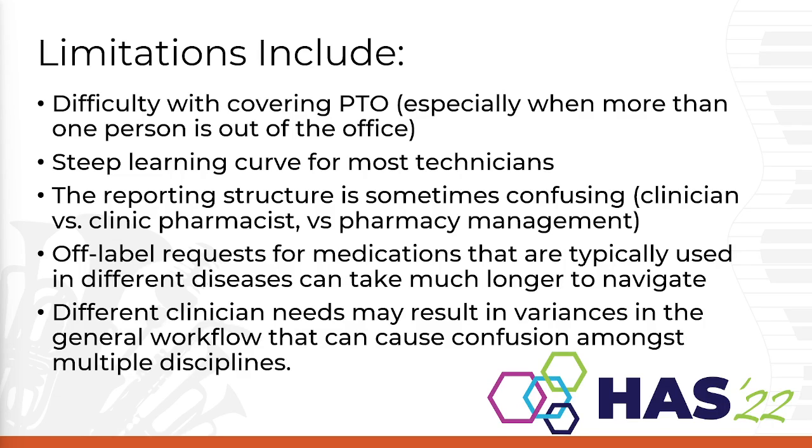Off-label requests for medications that are used in different disease settings can be challenging to navigate because I don't interface with them. A good example for me is the medication Keytruda. It has something like 30 or 32 approved indications for treatment, but only 1 or maybe 2 of those are for lymphoma. So I don't interface with it very much.